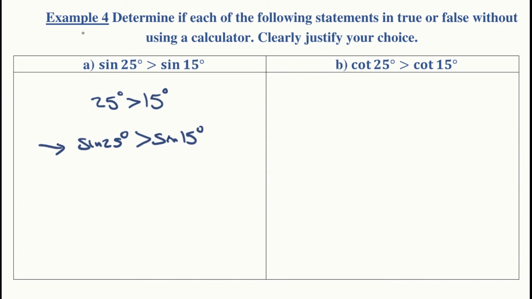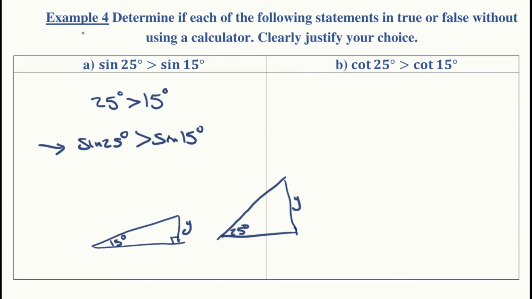This definitely is true, because we have 15 degrees like this, and then we have 25 degrees slightly larger, right? These are not, of course, exact, but just larger, right? So notice this part, the y part, is going to get higher, so y over r, which is remaining fixed, is going to be larger. So this is definitely true.